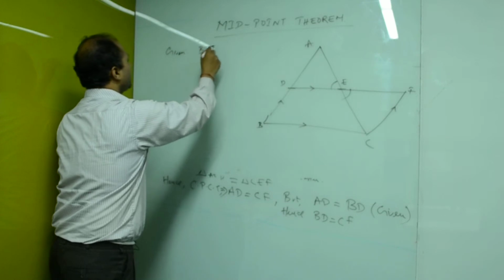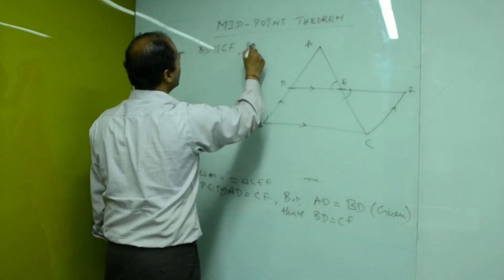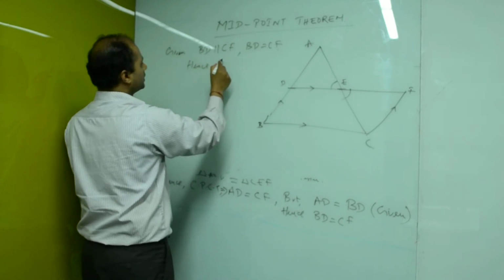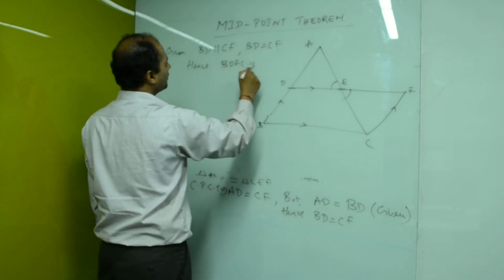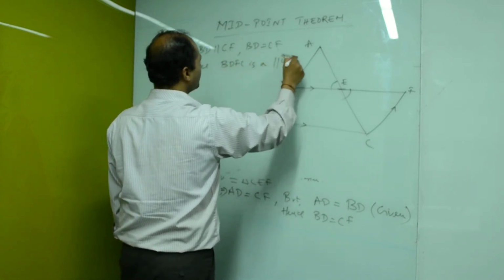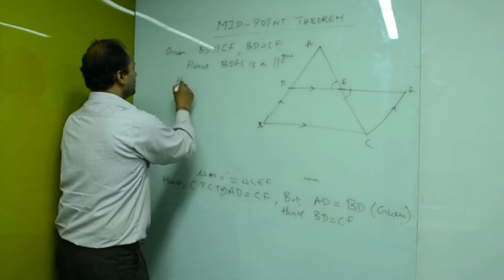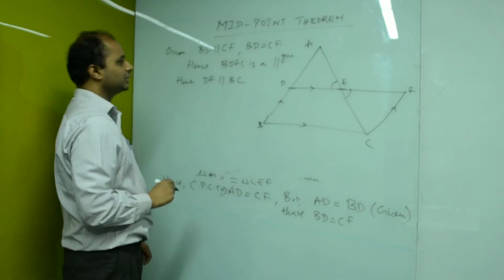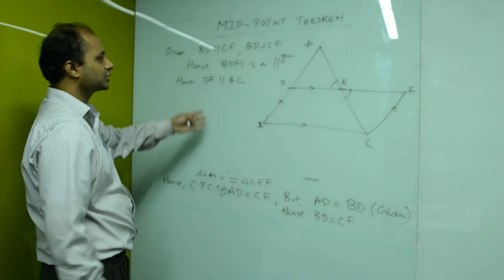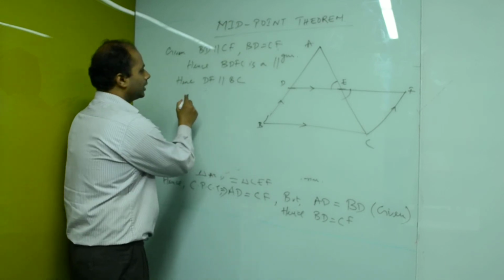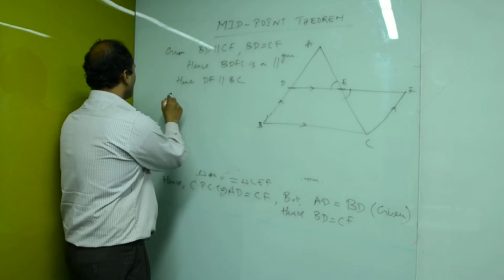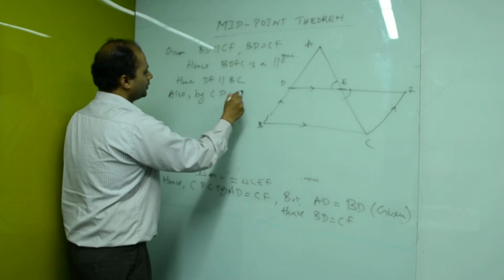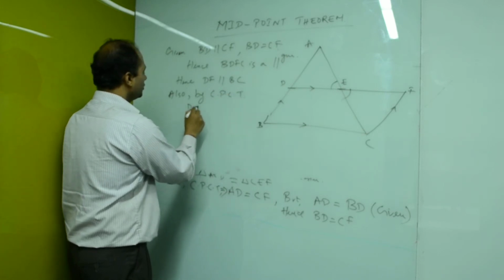Given BD is parallel to CF and BD is equal to CF, hence we can conclude BDFC is a parallelogram. Hence we have DF is parallel to BC, because of the construction. Also by CPCT we have DE is equal to EF.